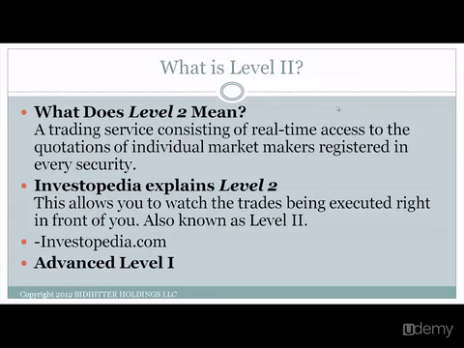What is the level 2? The level 2 is pretty much the more advanced version of level 1. It is a trading service that consists of real-time access to the quotations of individual market makers registered in every security. This allows you to watch trades being executed right in front of you, and it shows you the open orders on the bid for how much size and what exchange, and the same thing on the offer, and it shows you the prints, the actual trades that have been executed.